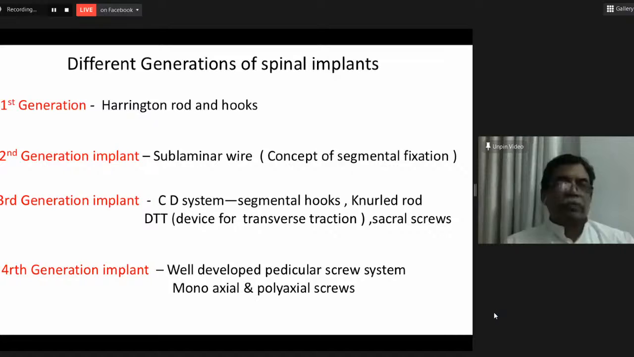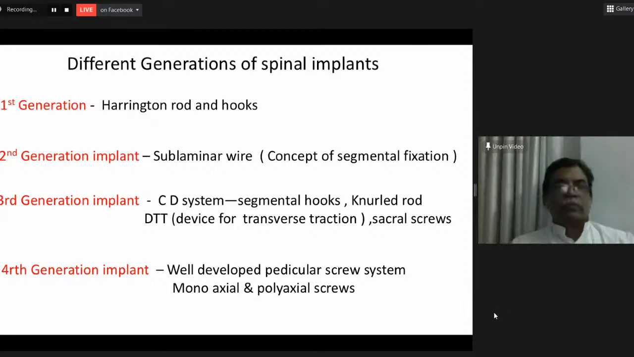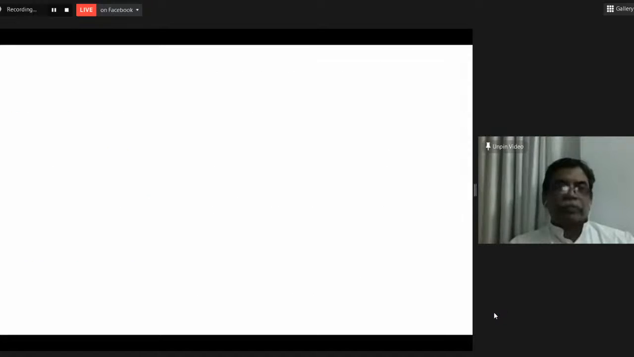So if you try to classify spinal implants, you have first generation implant, where practically it was the Harrington rod. In the second generation implant, the concept of segmental fixation developed and people started using sublaminar wire. Third generation implant, the CD system, where segmental hooks were used, and at that moment the sacral screws were also used. In fourth generation implant, there was a well-developed spinal implant system, and basically the modularity developed.